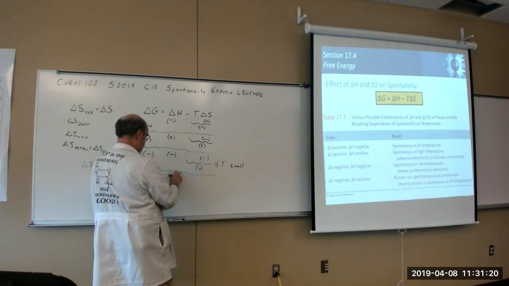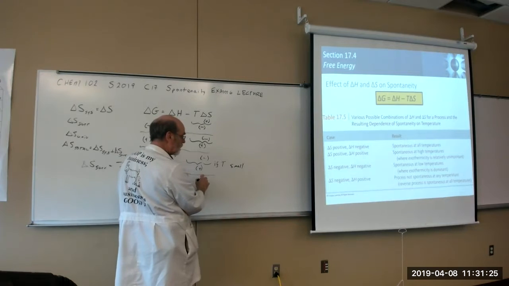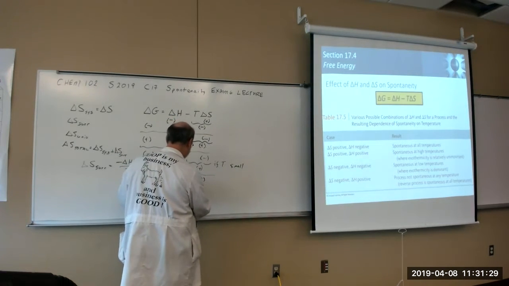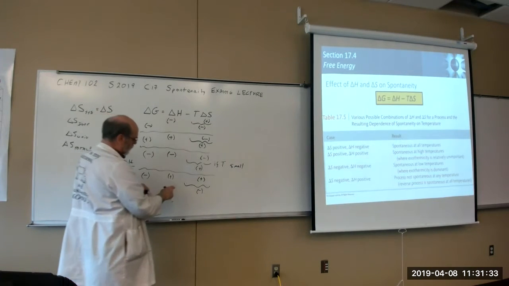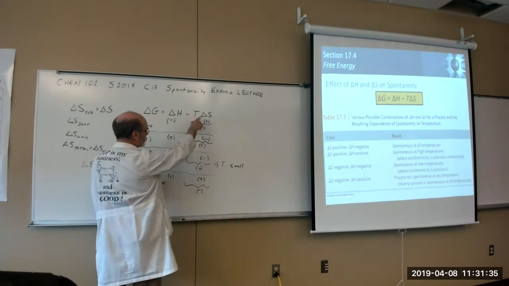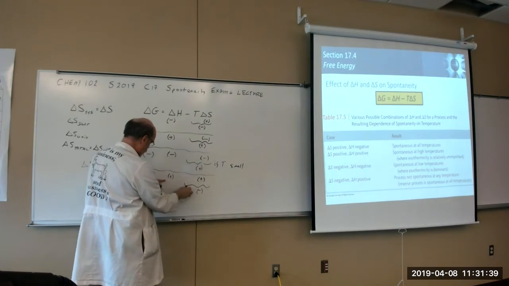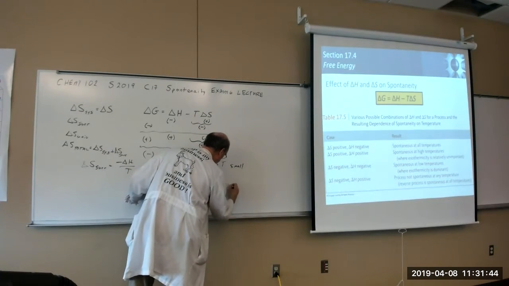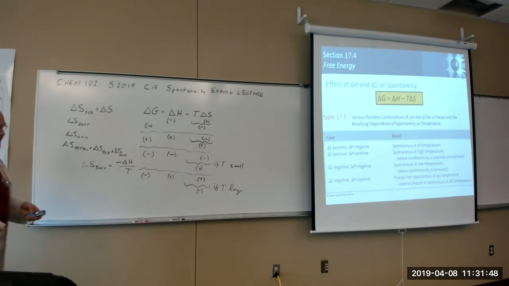small temperature. For positive, positive, this one's negative. So the large temperature for this one would overwhelm this one and make it negative. Right. So if temperature is large for that situation, then you get a spontaneous reaction.